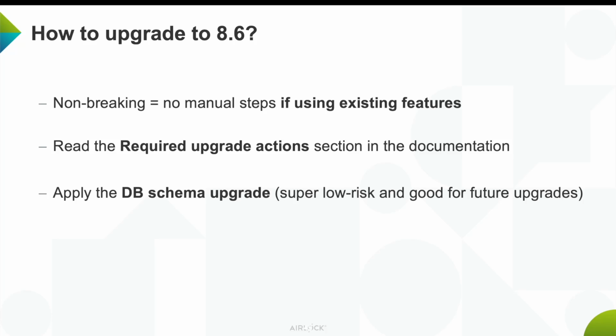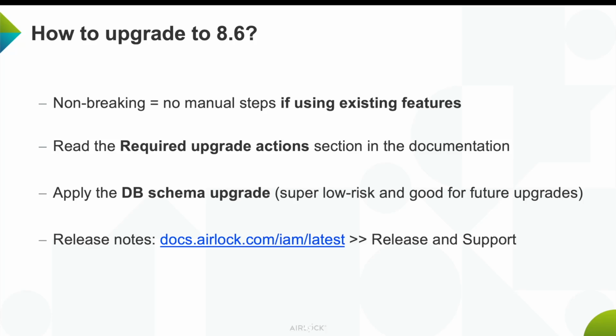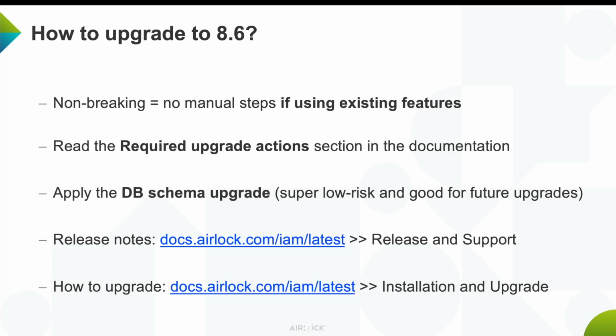As usual, the release notes, including the changelog, deprecation announcement, and required actions, can be found in the IAM documentation at docs.airlock.com/IAM/latest. This information is located in the release and support section. Similarly, information on upgrading can be found in the documentation's installation and upgrade chapter.